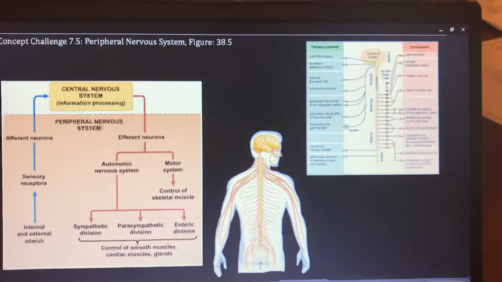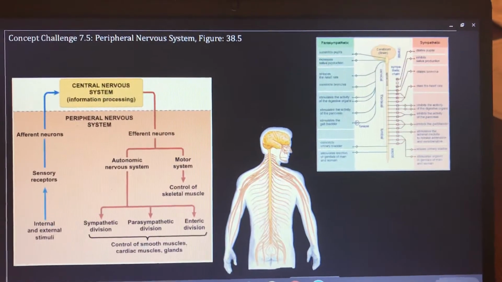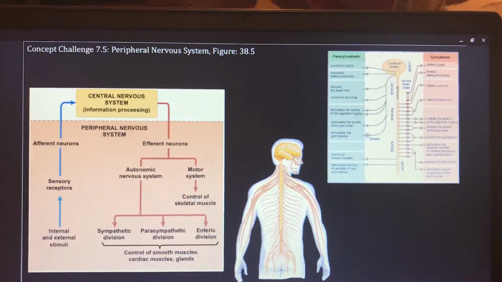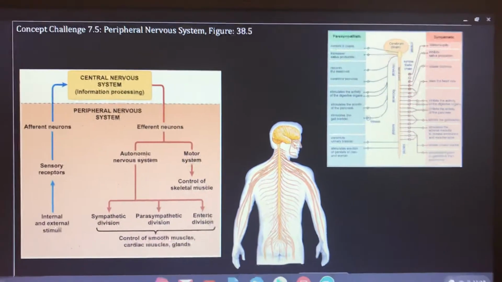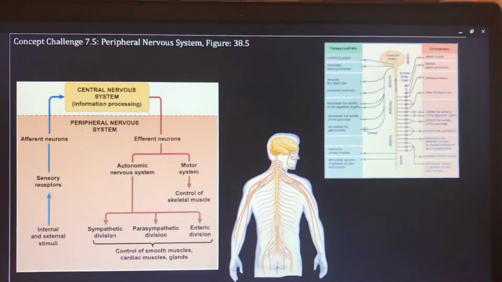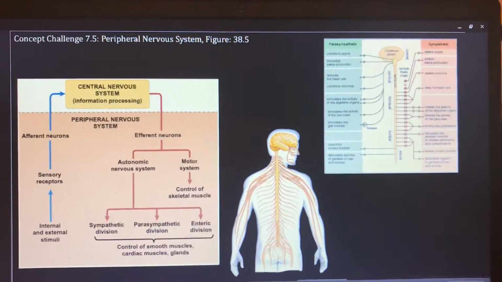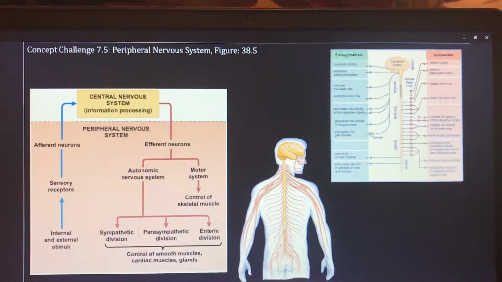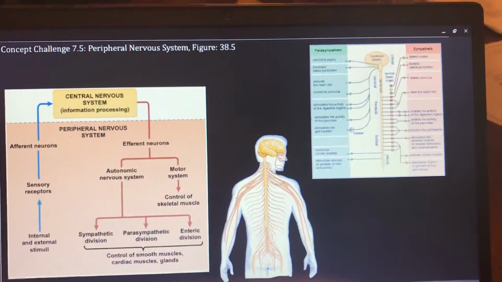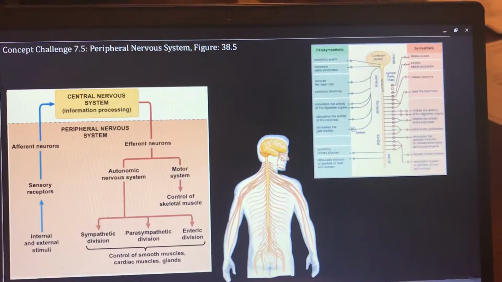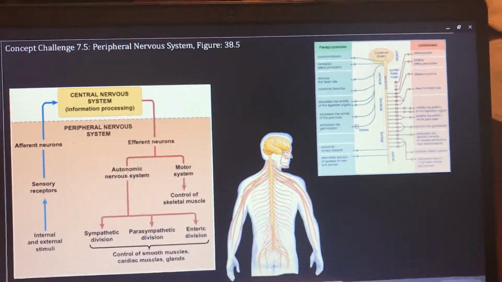Hello, and for my concept challenge, I will be discussing the peripheral nervous system, which is figure 38.5. When I first researched the peripheral nervous system, I learned that it involved nerves outside of the brain and spinal cord, which belong to the central nervous system. The peripheral nervous system can be referred to as the nerves that provide the limbs, glands, and organs signals and transfer them back to the central nervous system.